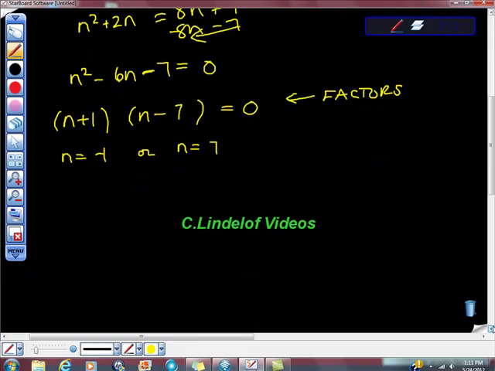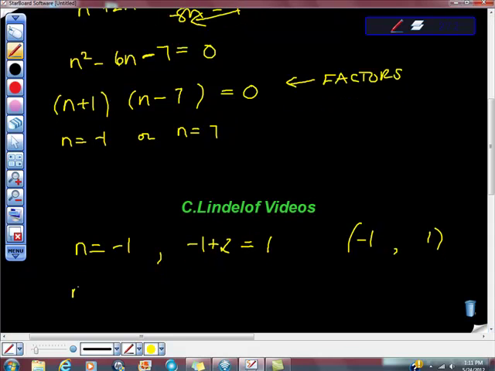But remember that we said n is the first number, so if the first number is minus 1, then what's the second number? It's minus 1 plus 2, which is 1. So it could be the numbers minus 1 and 1, or n is 7. The first number is 7. If the first number is 7, what's the next odd number after 7?